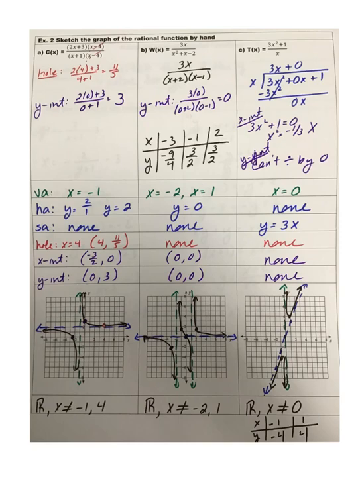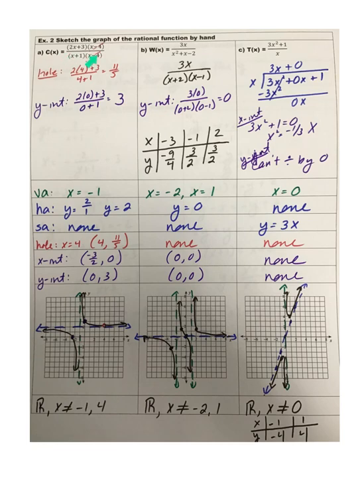All right, my intelligent peoples, we are going on to 2.6, day 2, page 2, where we are putting it all together. We're going to find everything, the asymptotes, the holes, the intercepts. We're going to sketch the graph and give the domain. All right, so here we go.